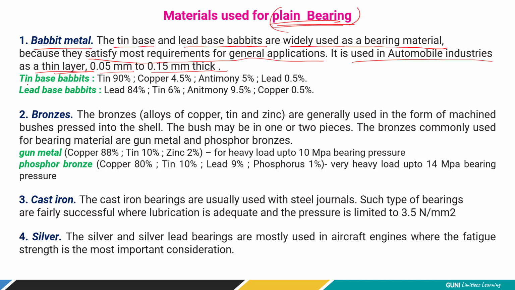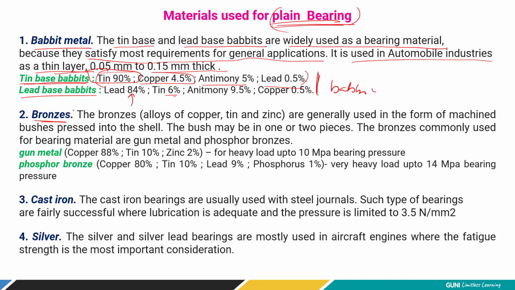Now what is this basically? The tin base has 90% tin, 4.5% copper, 5% antimony and 0.5% lead. So this is the content of the tin-based babbitt material. If you want to make a lead-based babbitt material, the percentage of lead is increased and the tin is reduced: lead is 84%, tin is 6%, antimony is 9.5% and copper is 0.5%. So these are called babbitt materials.